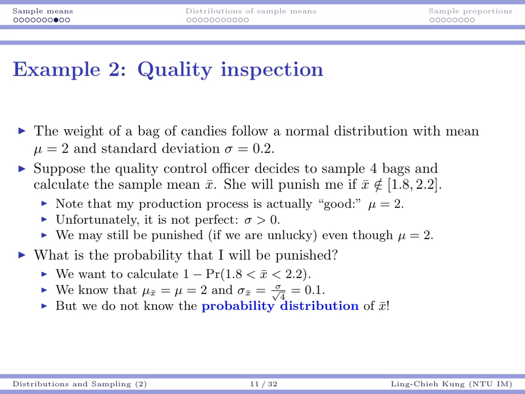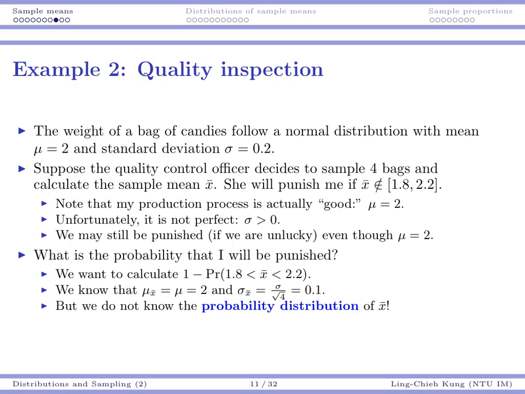Note that this investigation, this quality control process, is again random, right? My production process in some sense is good because mu is 2. Mu is 2, so mu is really within the ideal interval, 1.8 and 2.2. Unfortunately, it's not perfect. That means it has a positive standard deviation. There is some variability. So we may still be punished if we are unlucky.